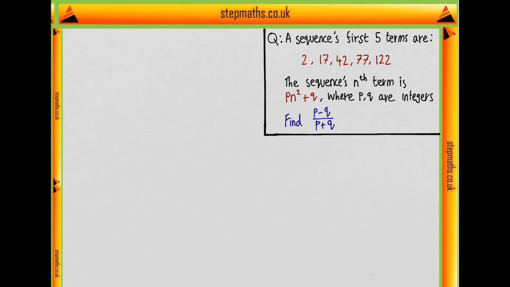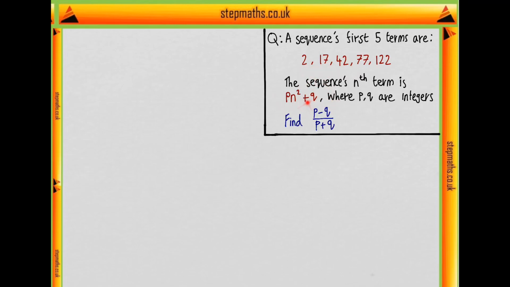So how do we go about this? Well, we're asked to find P minus Q over P plus Q. So unless we get lucky, we're probably just going to have to find P and Q. So how do we do this? Well, all our information is here, because we've got a general formula for any n, and some examples of what happens when n's 1, n's 2, n's 3, etc. So this is where all our equations are going to come from.